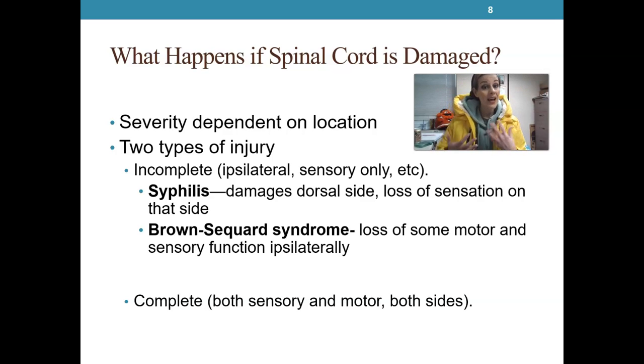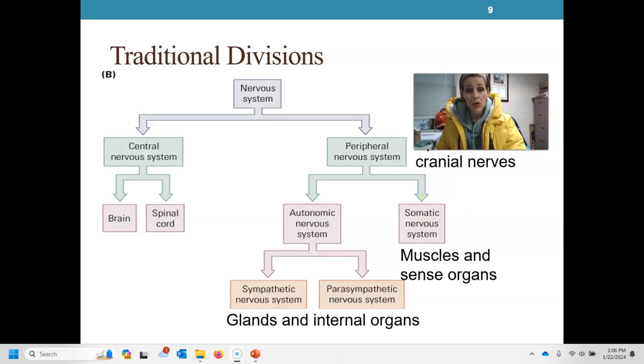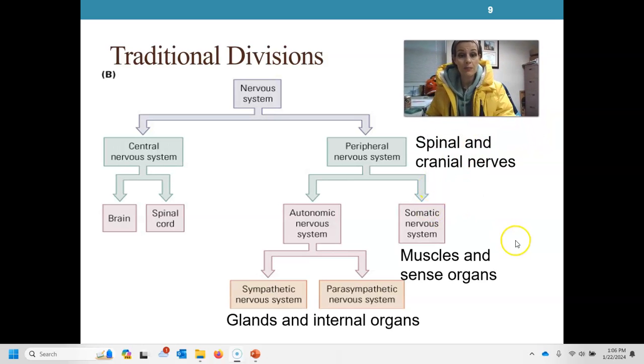Another example is Brown-Séquard syndrome. This is a case where you lose some motor and sensory function on the same side as the damage, so it's ipsilateral damage. Now, the other major type of injury is a complete injury. This will usually happen because of things like blunt force trauma or major injuries, car accidents, things like that. And in these cases, this is going to involve both sensory and motor, and it's going to involve both sides of the spinal cord.